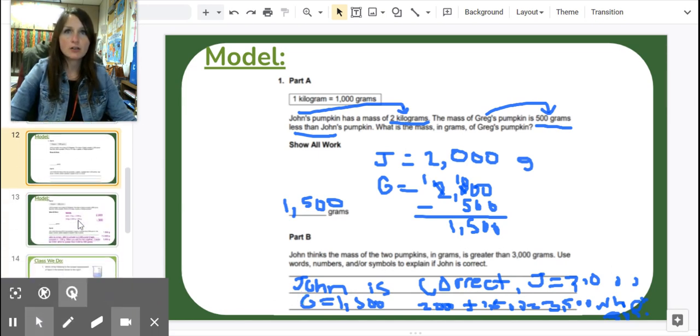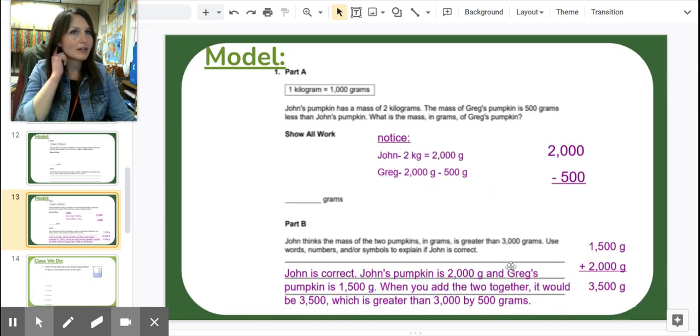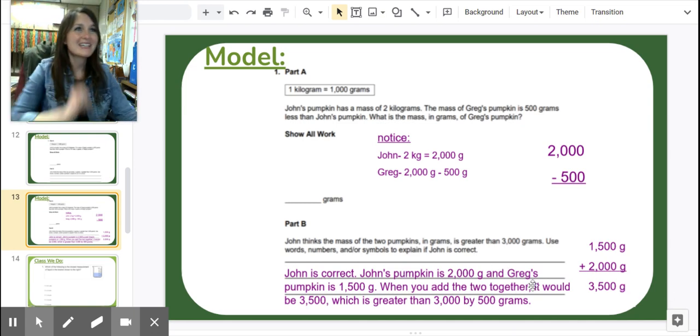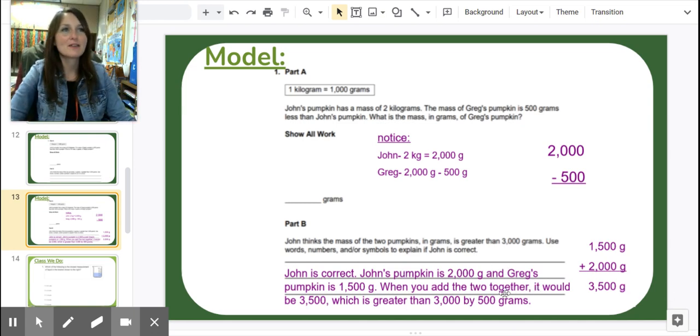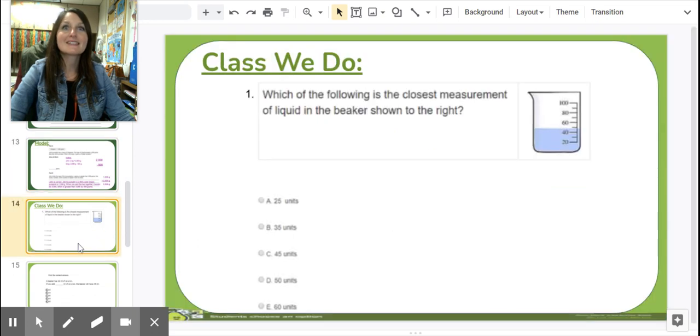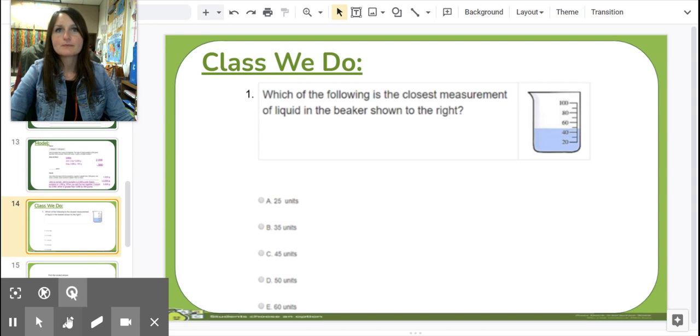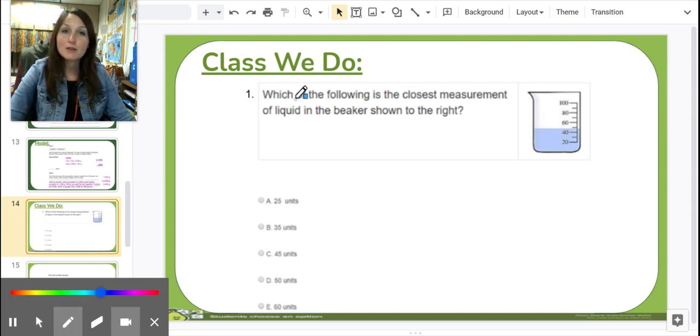Now you guys are going to, oh, look right here. I had it all written out. So John is correct. His is 2,000, Greg's pumpkin is 1,500. When you add the two together, it would be 3,500, which is greater than 3,000 grams. That's a little bit nicely written there. So let's try this one together. And I'm going to let you finish it on your own.